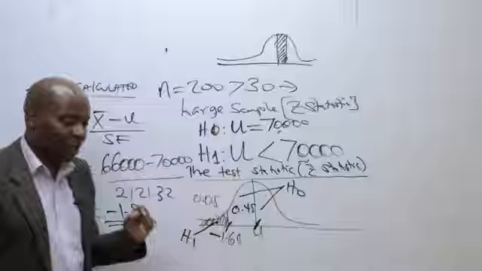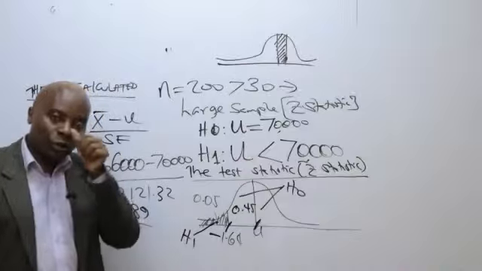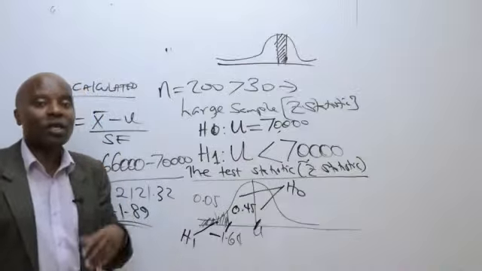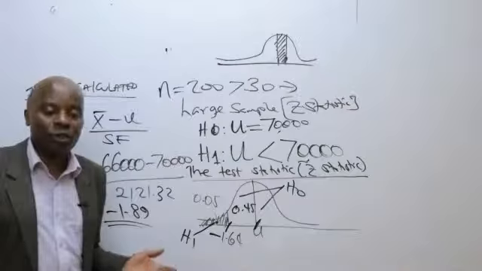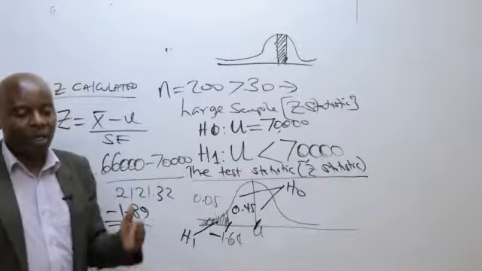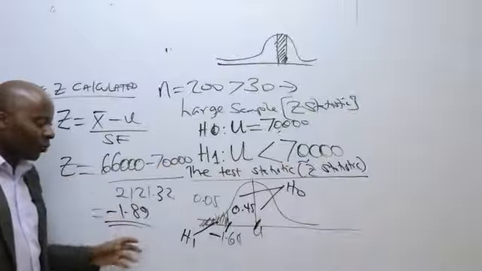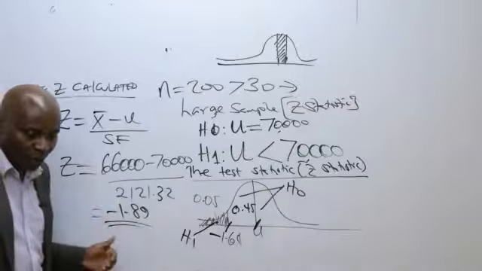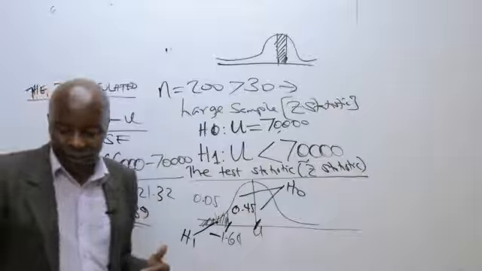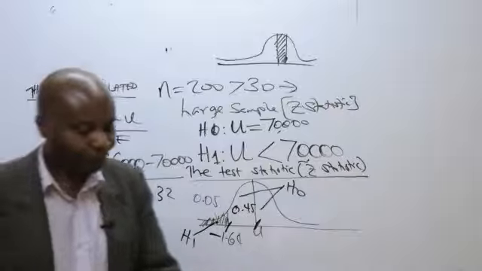Although for us at section 4, we don't go into those details. Yours is to tell us accept H1 or reject whatever. That is what you're supposed to be telling us. The most important thing is to know where your Z calculated is falling. Is it falling in the H0 region or H1 region? That will be the most important thing for us.